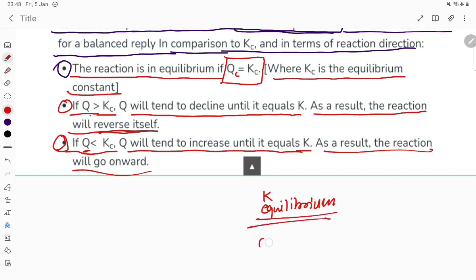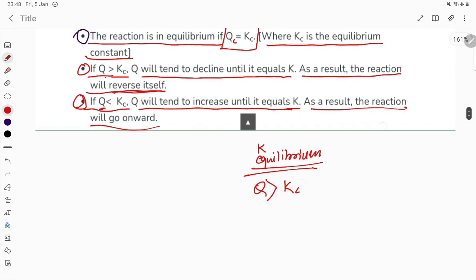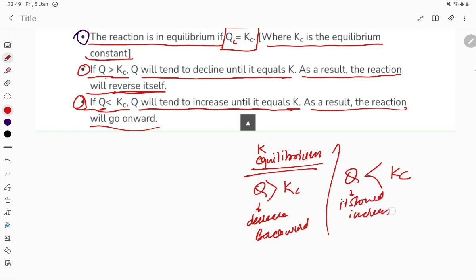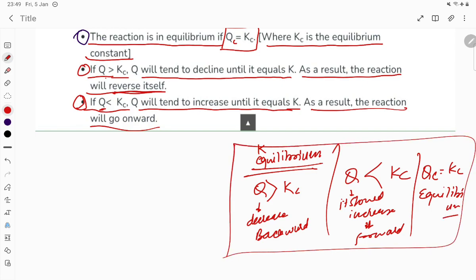So if suppose Q is more than Kc, which direction will it go, student? It has to decrease. If it is decreasing, that means backward. Suppose the other condition, Q is less than Kc, so it should increase. If it increases, it is going to be forward. And when Qc is equal to Kc, this is the equilibrium condition. So this is all about our required answer, student.